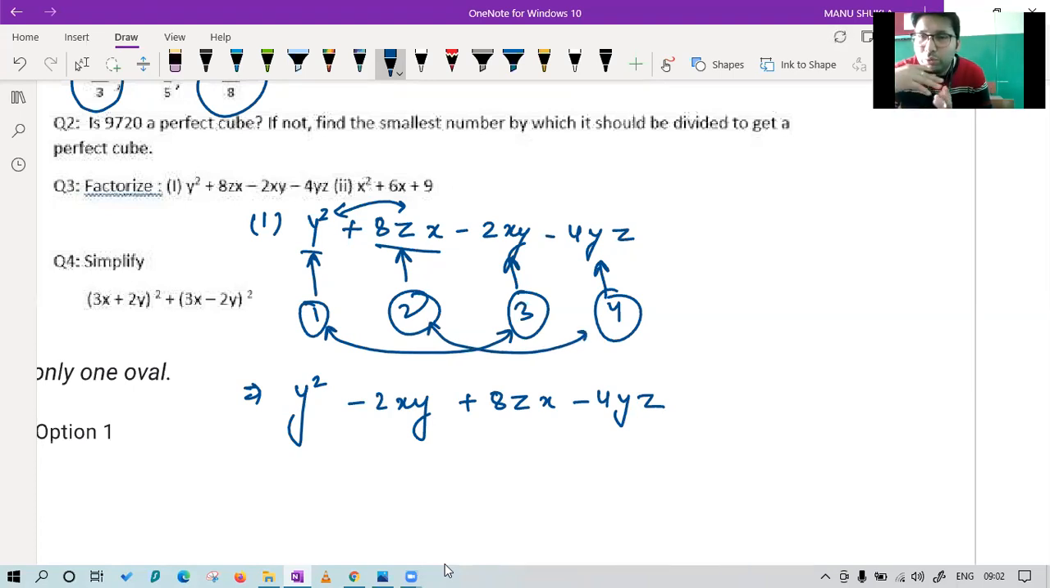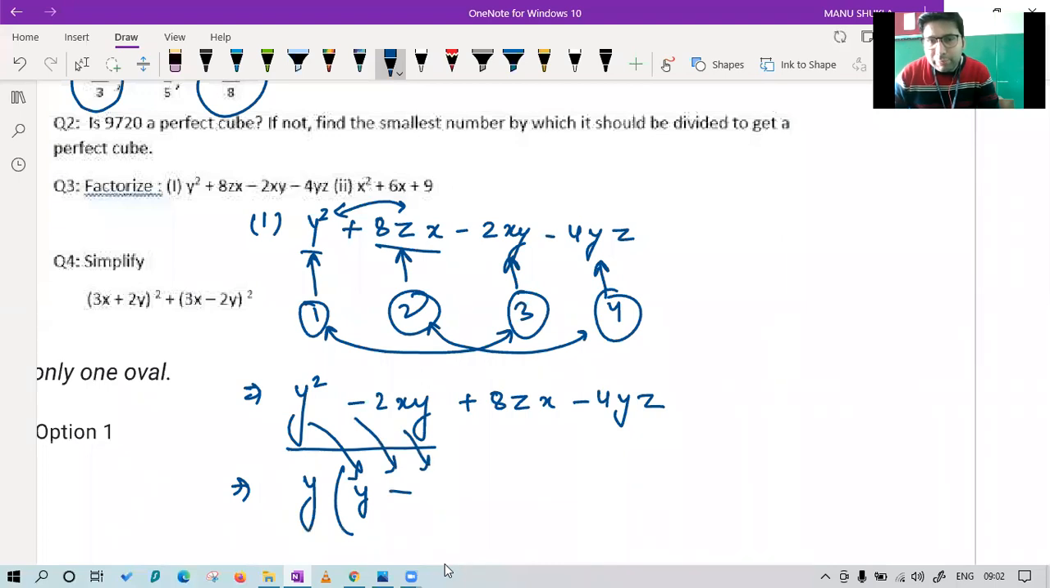Now, what do you think? Will it work or not? Let's see. Let me take common. What is common in these two? Y will be common and inside we will get what? Y will be remaining in the first place. Then we have minus sign. Here we are remaining with what? 2x. Very good, Ananya. Good, Joel.